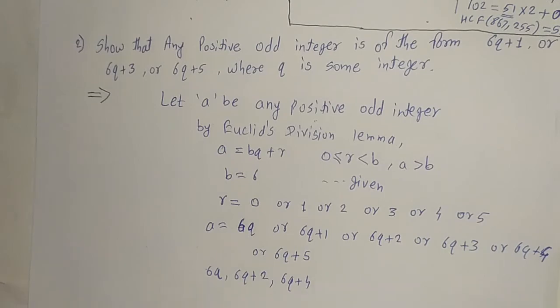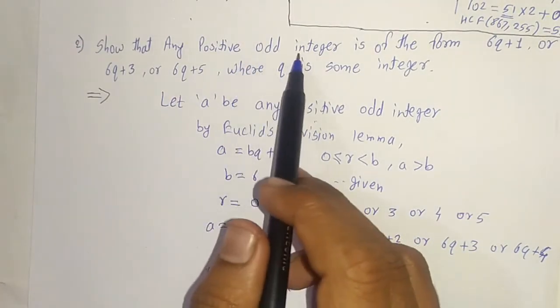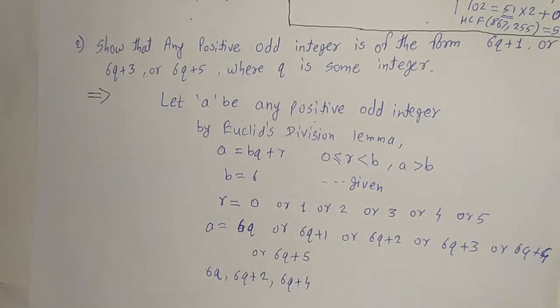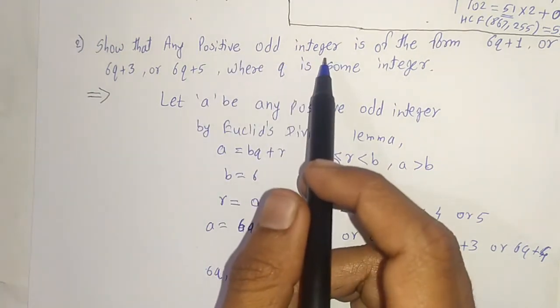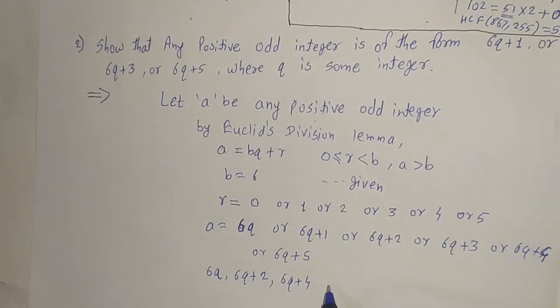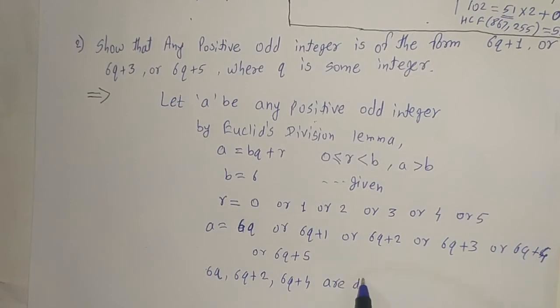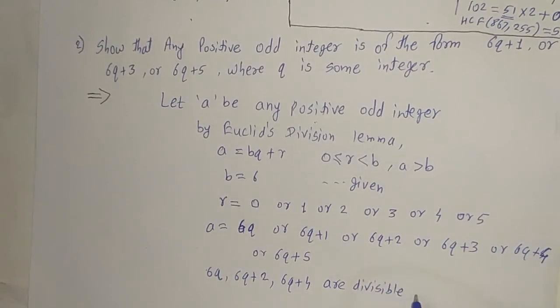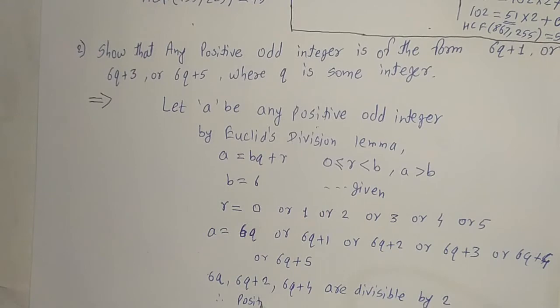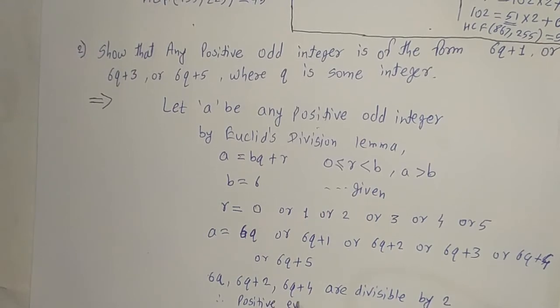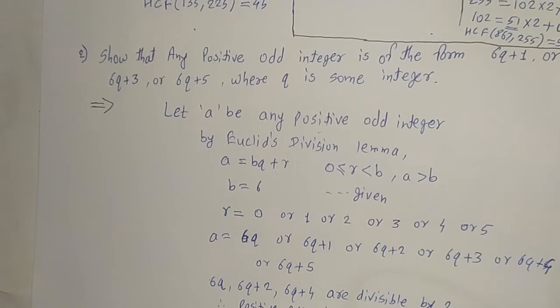If you add 0, 2 or 4 to 6q, then it will be an even integer. That is not our requirement. We need a positive odd integer. If we multiply any number by 6, it will be an even number. If we add 0, 2 and 4 to that number, it will be again an even number. But we need a positive odd integer. So these 3 numbers are divisible by 2, hence positive even integers.